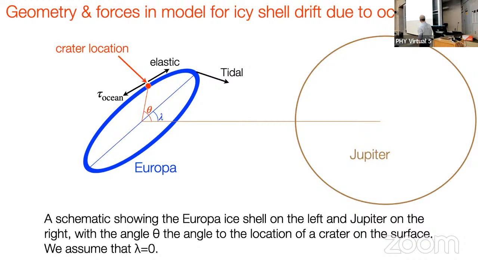Okay. And then you're looking at Europa from above. This line is the equator of Europa. Suppose there's a crater on the equator of Europa right here, and we are following that crater location. So it's a Lagrangian measure of the location of the icy shell and how it moves around. And the forces that act: there's going to be an ocean torque because of this zonal jet in the ocean at the equator that will try to make the icy shell go around. And then there's an elastic force, a complicated story, that tries to restore it back.